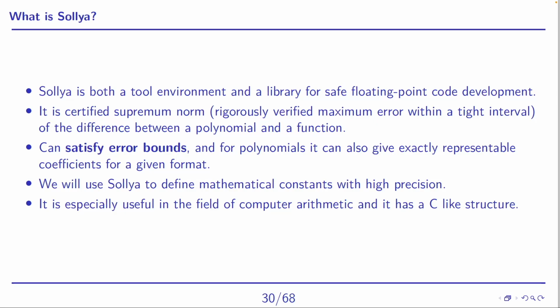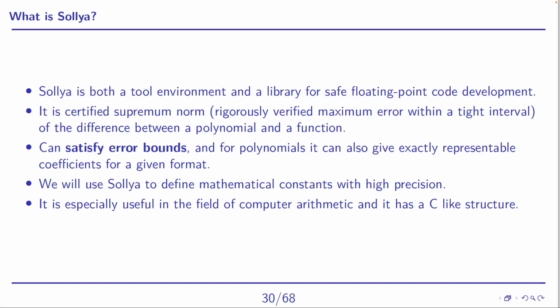And I can tell for sure that my error is within that interval. So that means that it's very, very good whenever we want to satisfy certain constraints. And that leads to the second feature, which is that it can satisfy error bounds because it's certified to know a maximum error within a tight interval. By just comparing, you can basically get very good approximations and close approximations in this case.